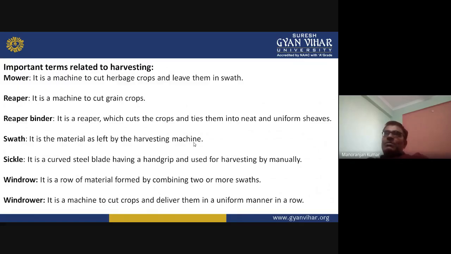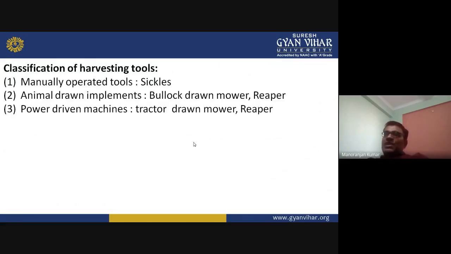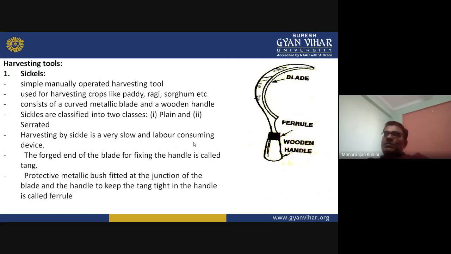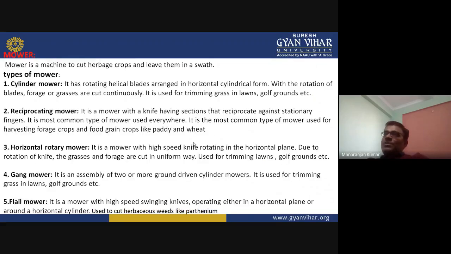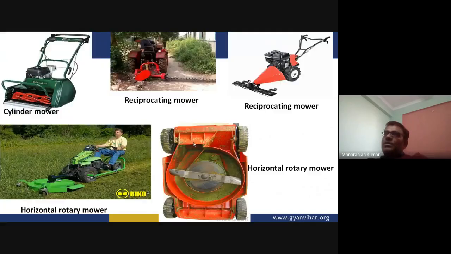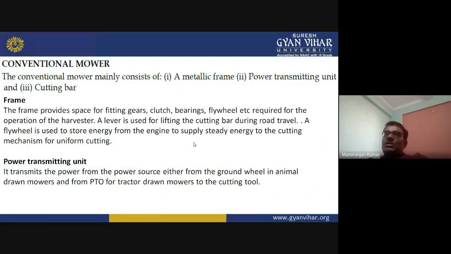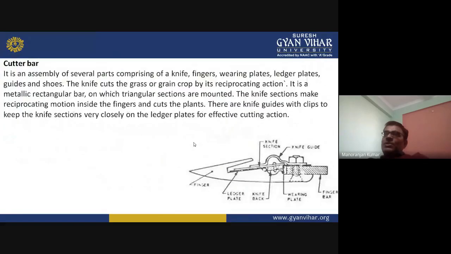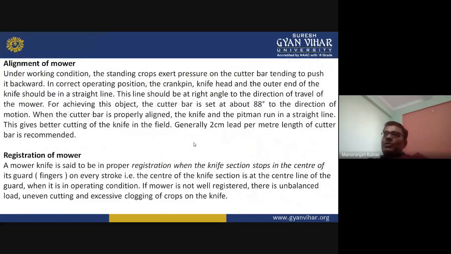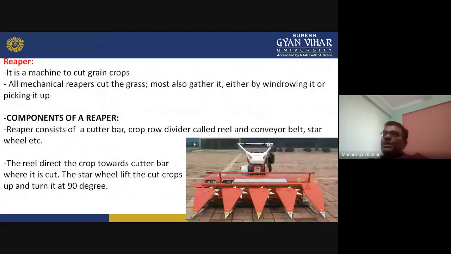Also we have seen some terms related to harvesting, and the classification of harvesting tools. After that we have seen the different equipment which are used for harvesting of crops. Like we have seen the sickle and its construction. After that we have seen the mower, the types of mower, and the construction details of the conventional mower, alignment of mower and registration of mower, reaper.